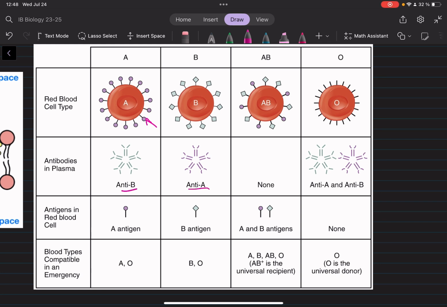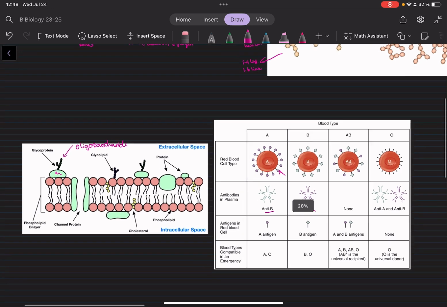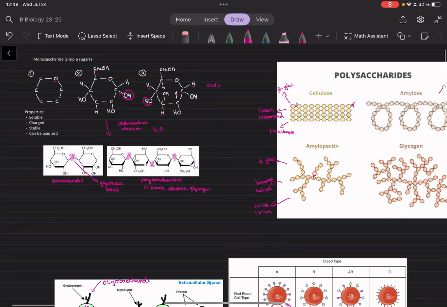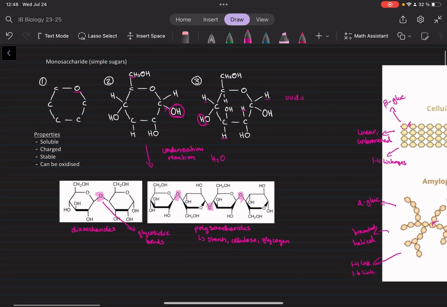So you could give it A or B blood, and obviously you can give it O blood because O blood has anti-A and anti-B type. But yeah, those are carbohydrates. Not that complicated if you look into it. They're just sugars. A lot to memorize, I do have to say.